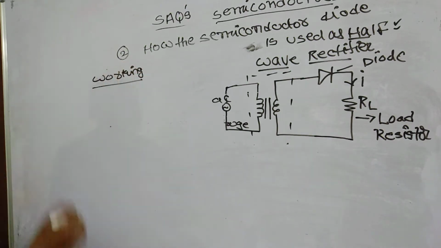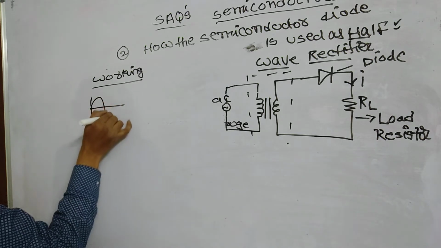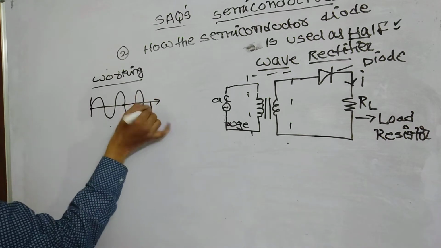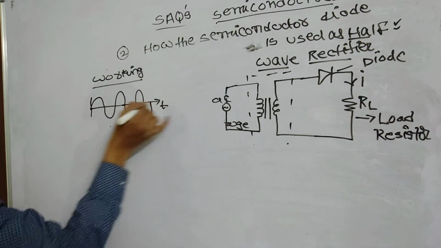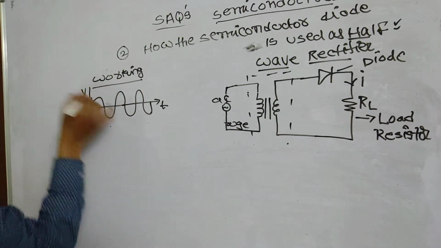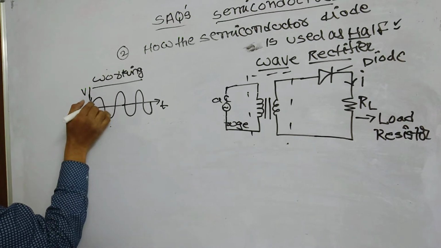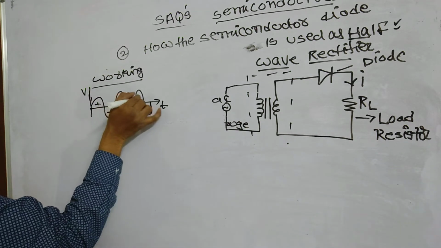Working. See now, in the working process, what are we applying? AC. The AC wave comes like this. Along the x-axis is time, and the y-axis is the voltage, because voltage is the term I'm using there. This is called the alternating voltage. AC means what? Alternating voltage.